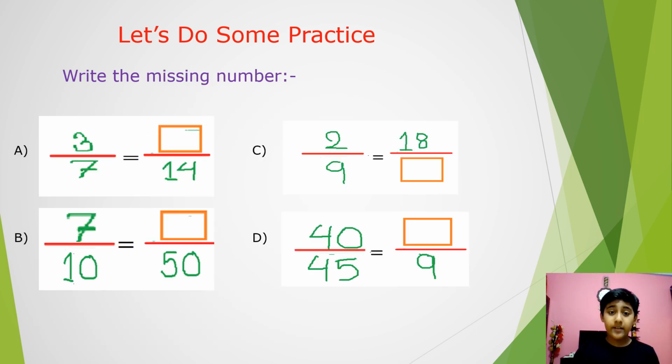Write the missing number. First example, we have 3 sevenths is equal to blank by 14. So if we multiply 7 by 2, we get 14. If we multiply 3 by 2, we get 6, which fills in the blank. Moving on to the next example, 7 by 10 is equivalent to blank by 50. So if we multiply 10 by 5, we get 50. So we have to multiply 7 by 5, which is 35.